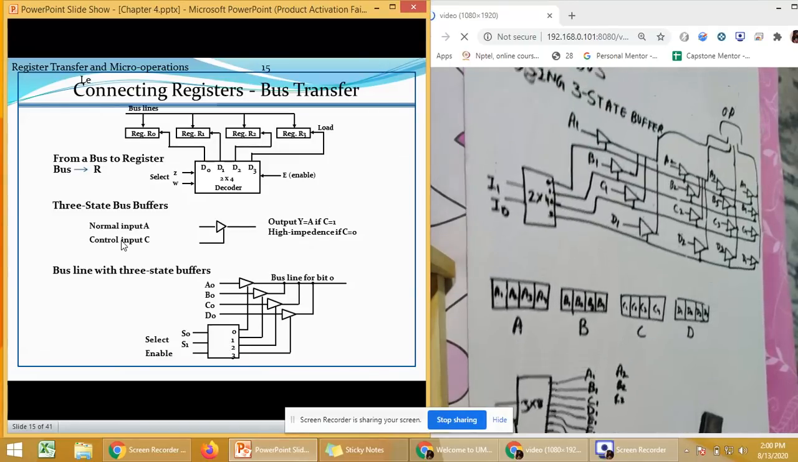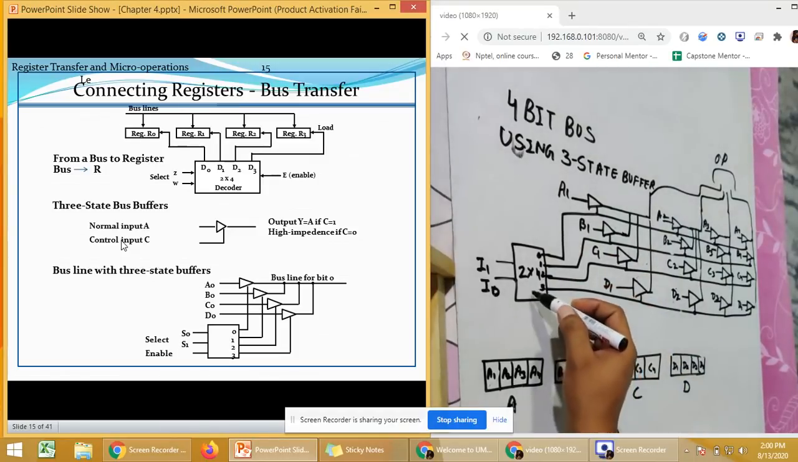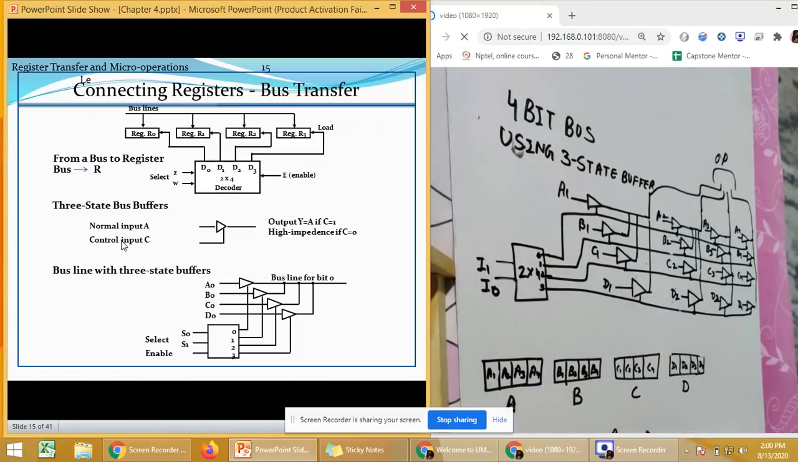Now, what is the overall benefit of using a 4-bit bus system using three-state buffers? It simply helps you reduce the number of gates which we require. At this place you only need one decoder. Rest all are simply the gates which you need. Whereas if we were using a multiplexer for the same, we would need four different multiplexers.